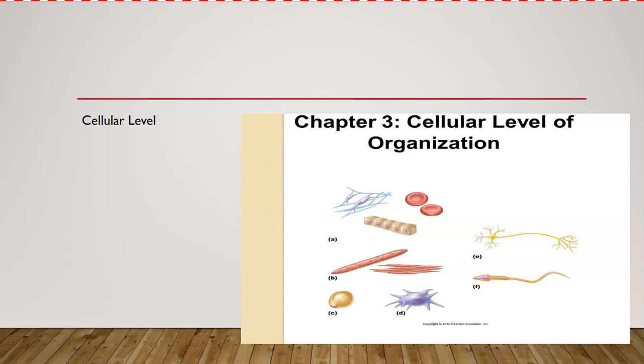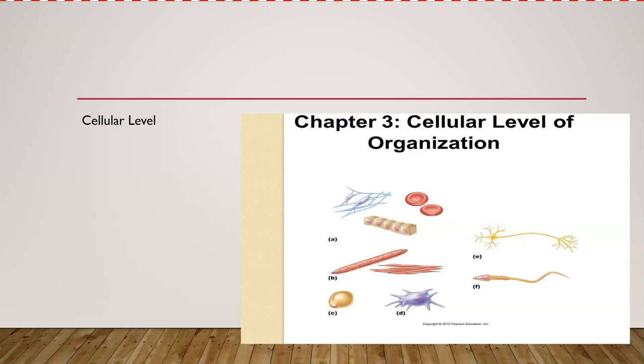So we see here on the slide, at the top we have epithelial cells and we have blood cells. B, we have muscle cells. So these are protection cells. So the epithelial tissues are like your skin, they protect. Blood cells carry oxygen and carbon dioxide. Muscle cells are for movement, ambulation, and so forth.